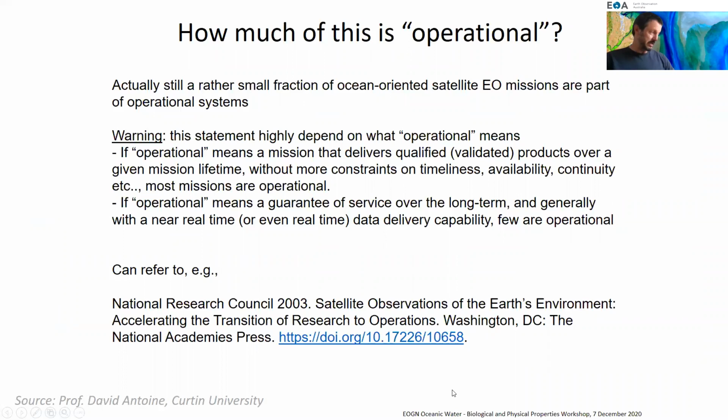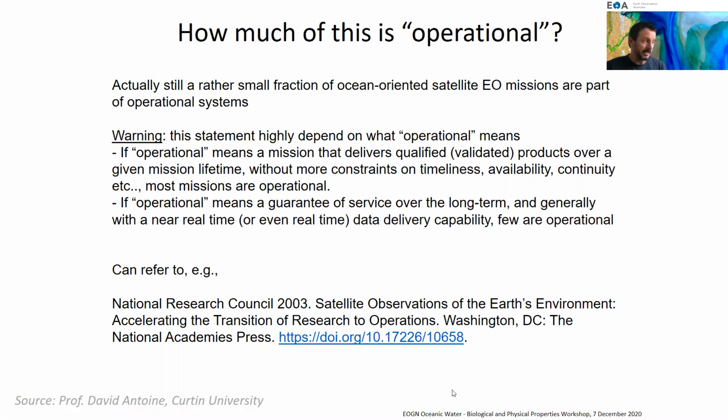I've got some of David's slides in there. The notion of what's operational remote sensing is quite different depending on your organisation, what you're actually operating to do and deliver, and a whole set of other constraints. And this is something that we see in the terrestrial application area as well.